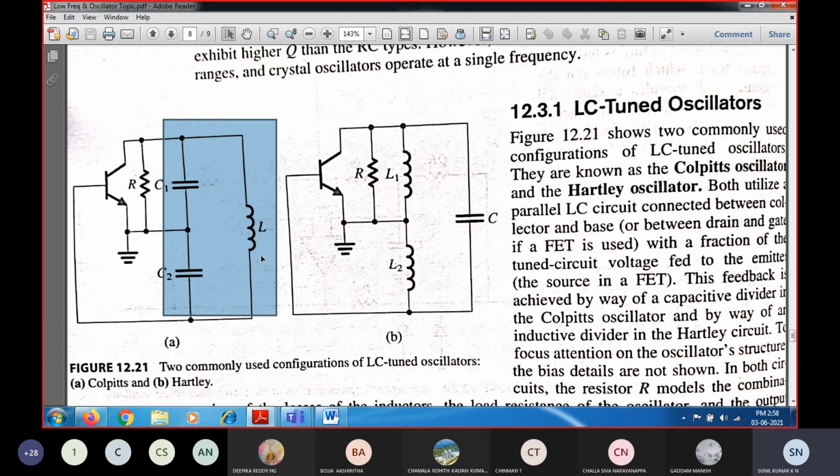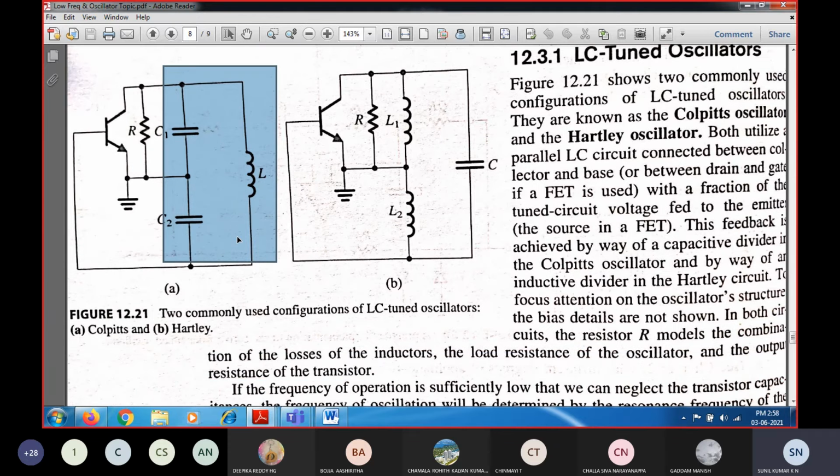For what purpose are they used? They are used to store charge. The capacitor is going to store the electrostatic charge, whereas the inductor is going to store the magnetic charge. So whenever these two components are kept in the feedback path, you are going to have an energy storage.